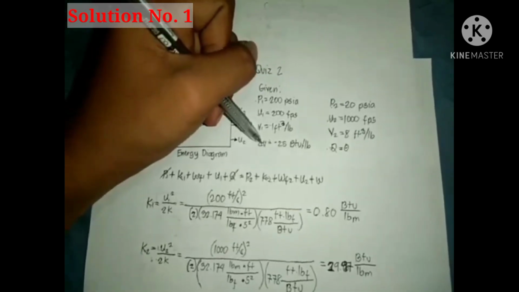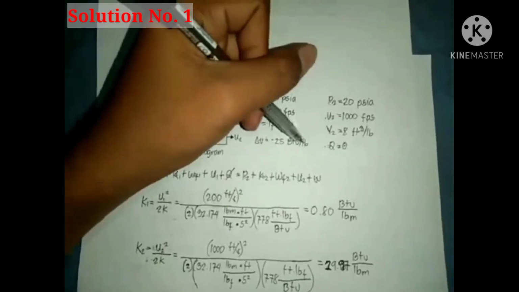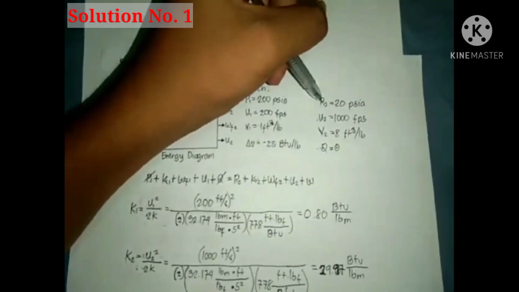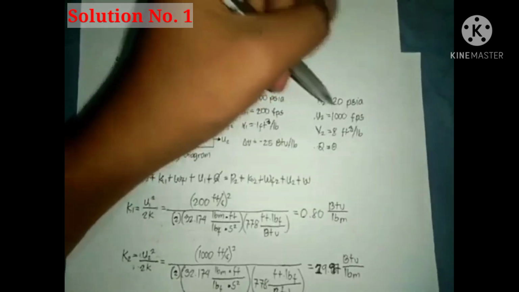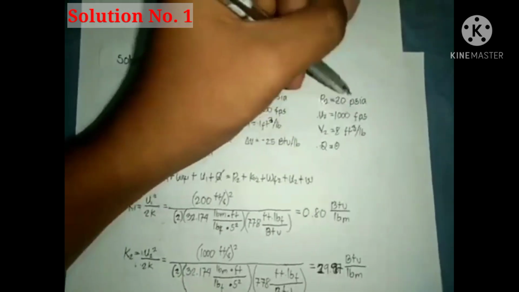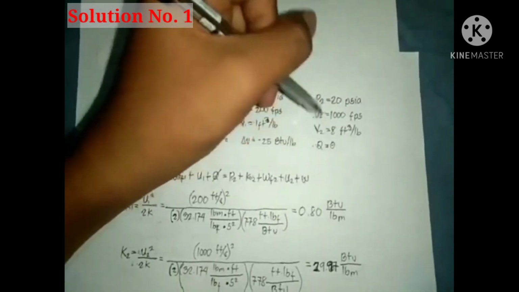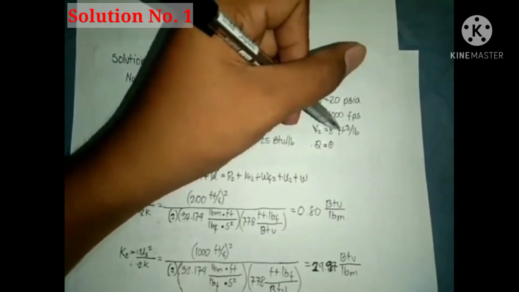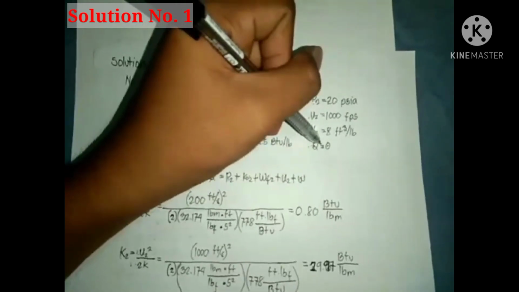Change in internal energy is equal to negative 25 BTU per pound. Pressure 2 is equal to 20 psi. Velocity 2 is equal to 1000 foot per second. Volume 2 is equal to 8 cubic foot per pound. Since no heat is transferred, Q is equal to 0.